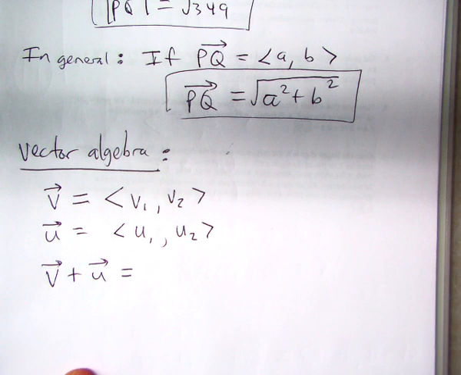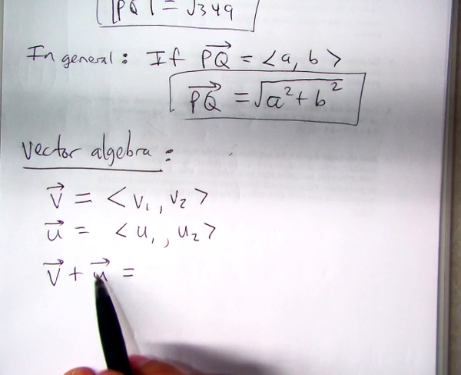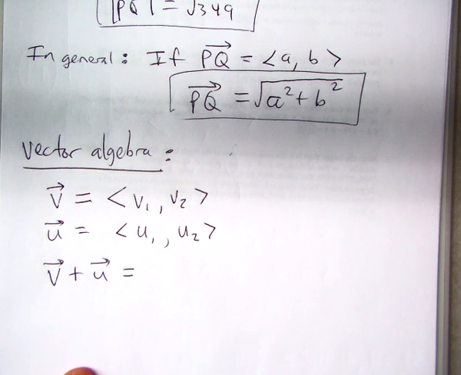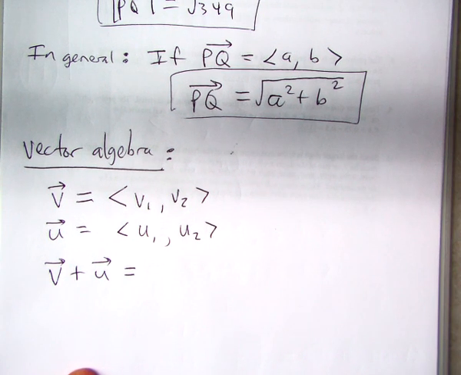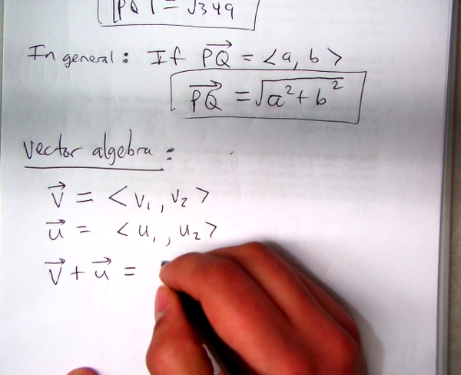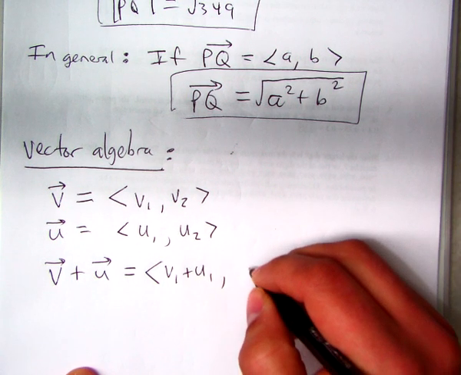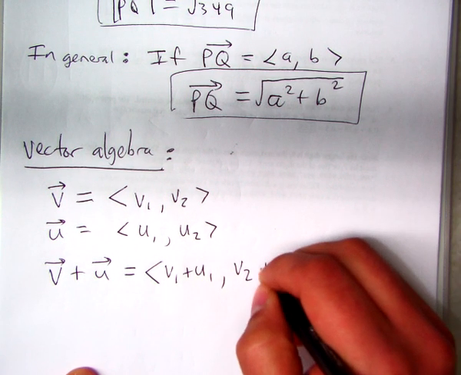What do you suppose we would do if I wanted to add vector v plus u if we have everything already in component form? It's not even that hard. If one vector moves 5 to the right and another one moves 10 to the right, the total has moved how much to the right? 15. What did you do to get that? Add. So the rule is you just add the components up. It's that easy.